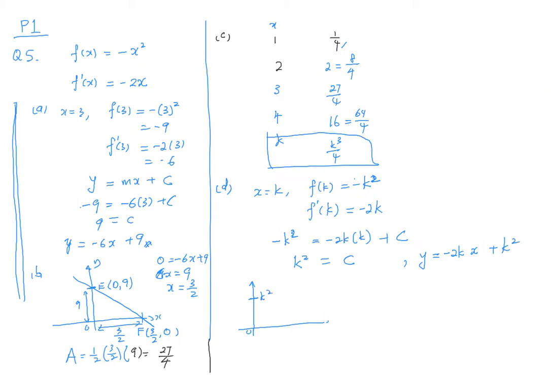And here will be k over 2, right? Then the area will be equal to half base times height. So it's k cubed over 3. So you have proven it.